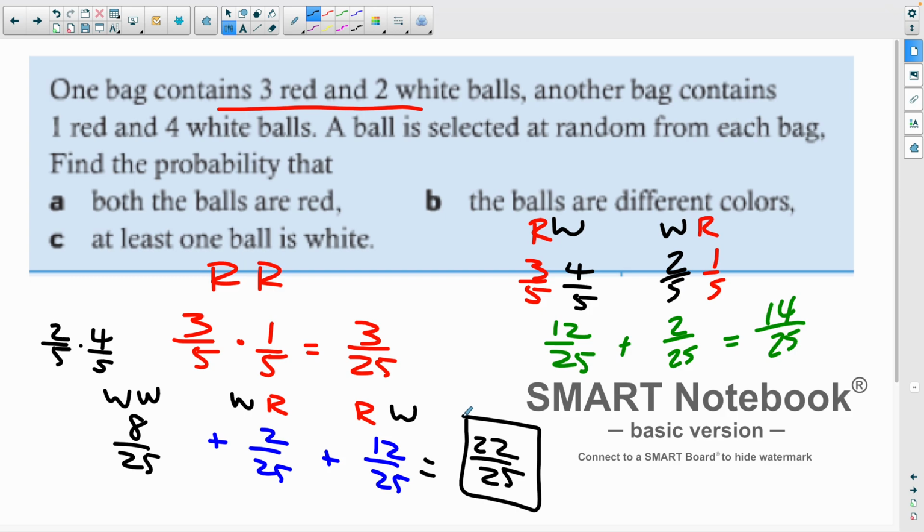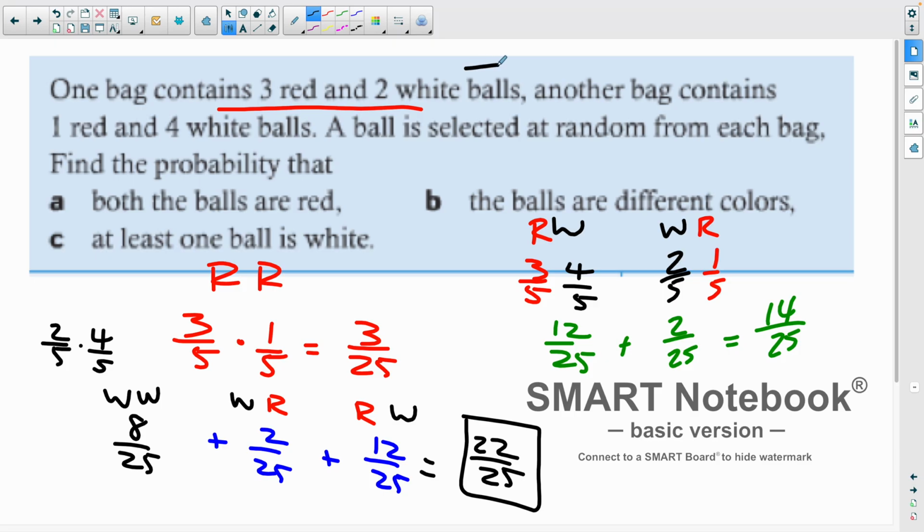I mean, you could start off with both being red and just take 1 and subtract that. Okay, take 1 and subtract this. How many different outcomes are there in this problem? 4. There's 4 different outcomes.